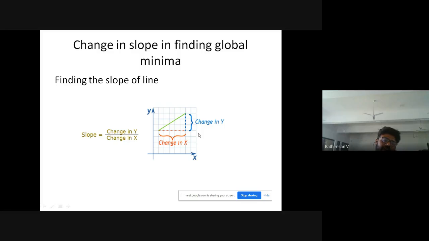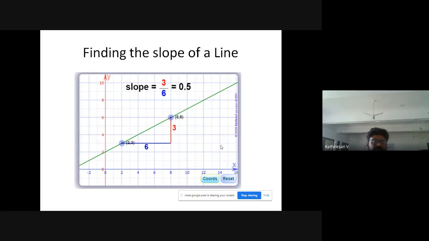See here, 1, 2, 3, 1, 2, 3, 4, 5. So 3 by 5 is the slope value which we are having. Okay, so we have to do 3 divided by 5 and that will give the slope value. So this formula I hope you know already, we discussed. Now this diagram will give you a better understanding.